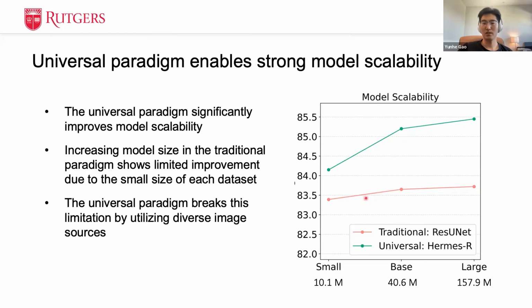Because the dataset is small, increasing model size might introduce overfitting issues. But in the universal paradigm, the model is trained on more diverse data sources, and the larger models have better capacity to learn more robust and generalizable representations. So the proposed universal paradigm can break the limitation of the traditional paradigm.